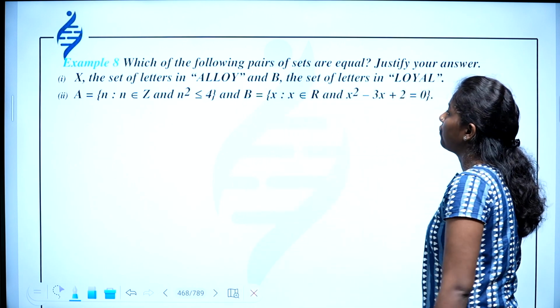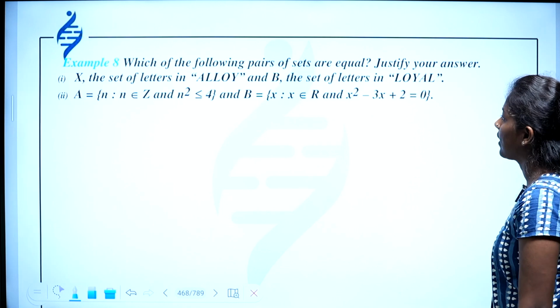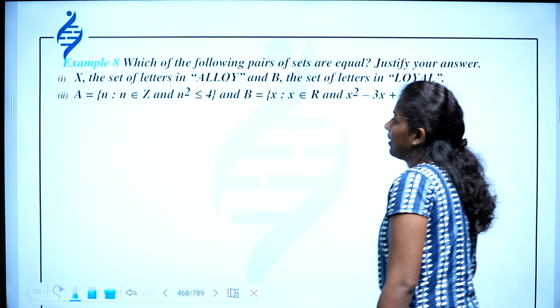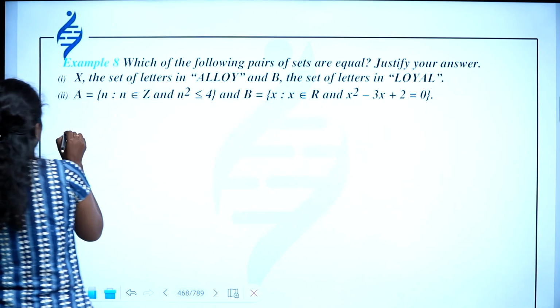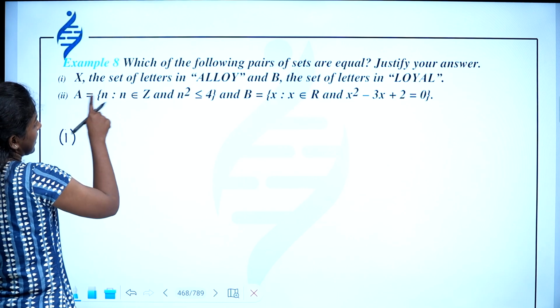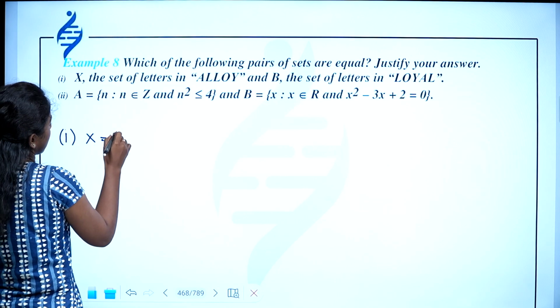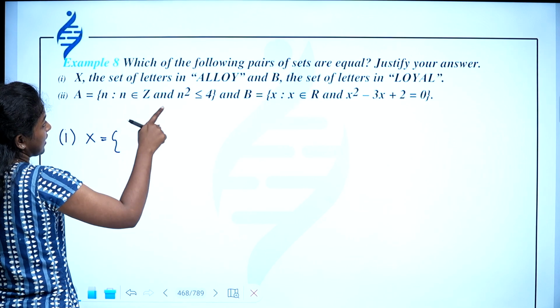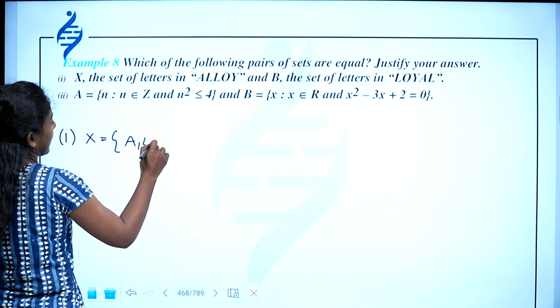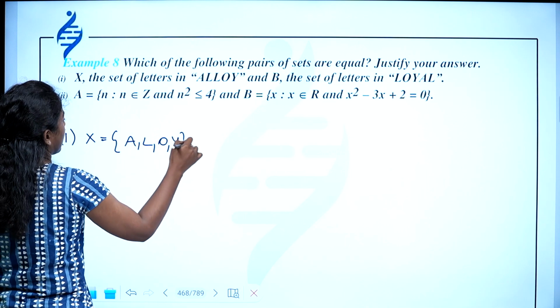Then which of the following pairs of sets are equal? Justify your answer. Yeah, first one. If I am writing the first one, X means the set of letters in the word alloy. That means A, L, O, Y.